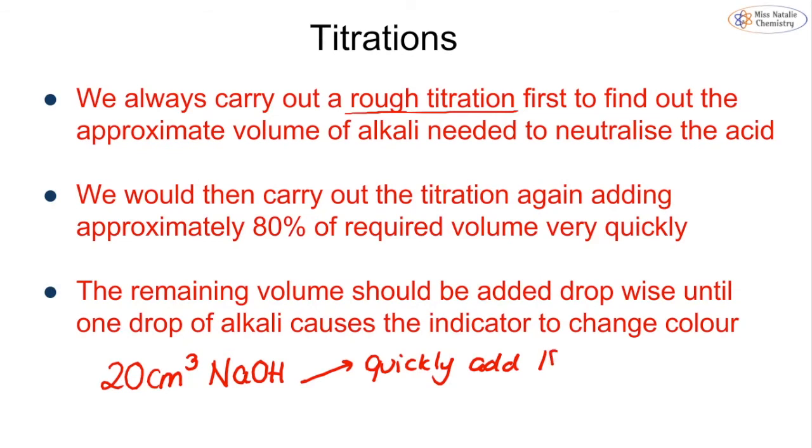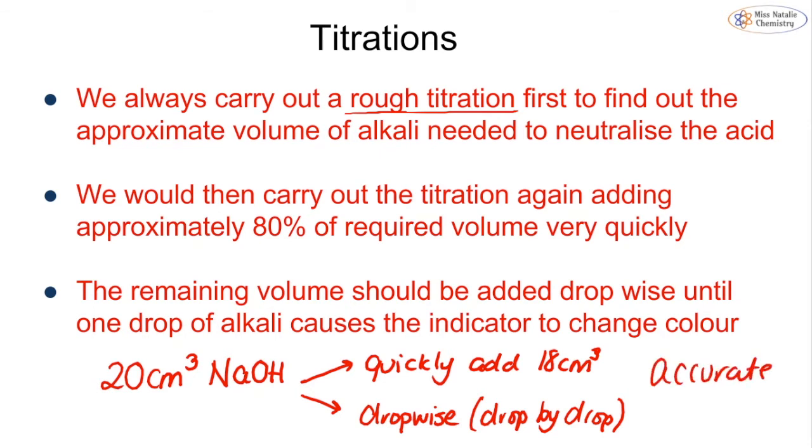add about 17 to 18 centimetres cubed, and we don't have to look at the conical flask at this point because we know we shouldn't be at the end point. Once you've added 18, then you add the remaining volume dropwise, and that means drop by drop. So you turn the tap just enough to let one drop of the alkali come out and fall into the flask. You shake the flask and you wait to see if there's a colour change. This is because that one drop of alkali could be the thing that causes the indicator to change colour. So it's very important that we do it dropwise because it gives us an accurate volume.